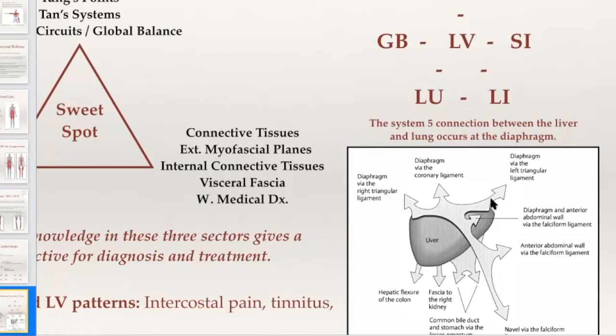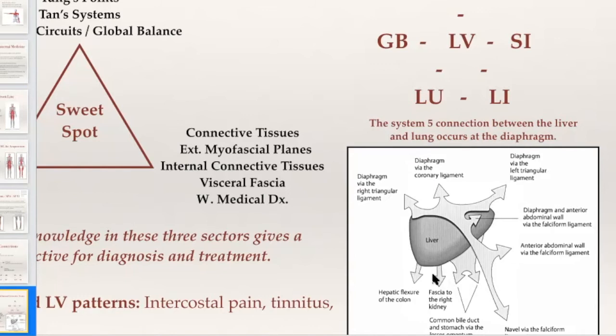Okay, and then on the other side of that, we've got, guess what? Pericardium connects to the diaphragm as well. So that diaphragm and the pericardium, and then the connective tissues surrounding the liver, the diaphragm is the convergence point. Now if we come down here, we've got the anatomical relationship with the colon because it's in close proximity, and then we've got fascia to the kidneys as well.